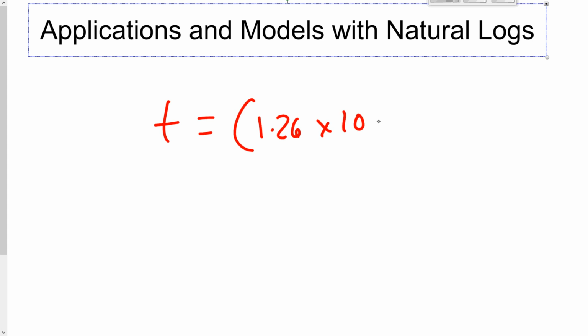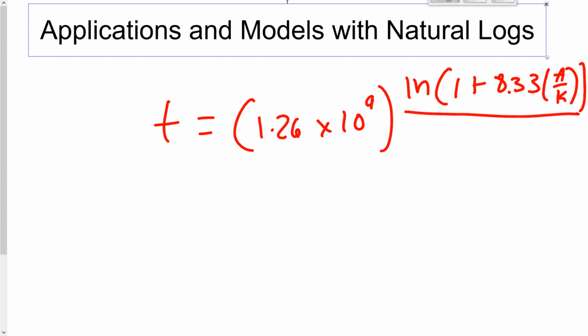T equals 1.26 times 10 to the ninth, multiplied by the quotient of ln, which is the natural log, right? The natural log of 1 plus 8.33 times A over K, and then that is divided by ln of 2. Okay, so this is the formula for the age of a specimen in years.